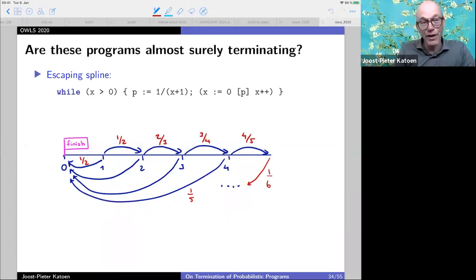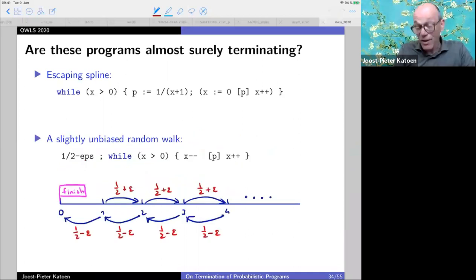Good. Think about this. Second example. This is again a random walk, but it's slightly biased, and the bias is a bit to the right. With probability half plus epsilon, I go to the right, and with half minus epsilon, I go to the left. Question, do I reach the finish with probability 1?